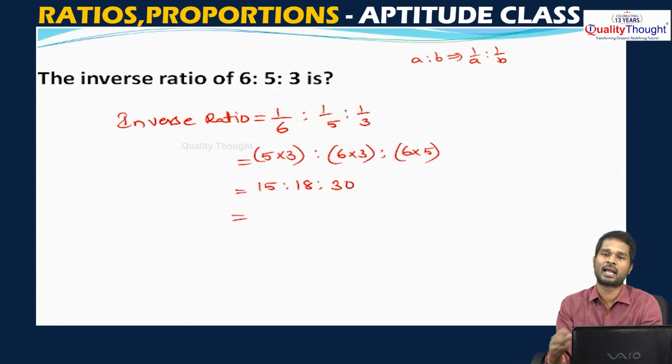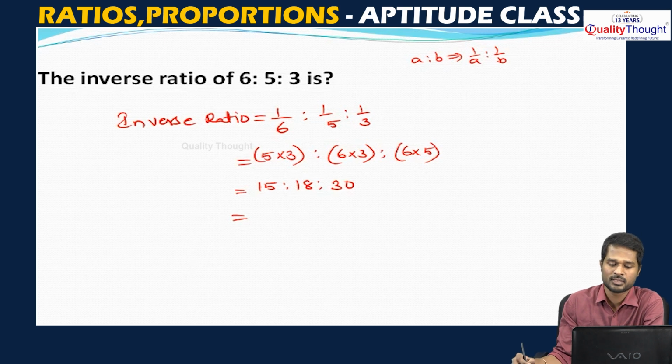Now, whenever you are cancelling a ratio which is having more than two numericals, you need to cancel only when all the three values will go in the same table. Now check, this 15, 18 and 30 can be cancelled in a single table. So 3 5s are, this is 3 6s are, this is 3 10s are. So the inverse ratio of 6 is to 5 is to 3 is 5 is to 6 is to 10.